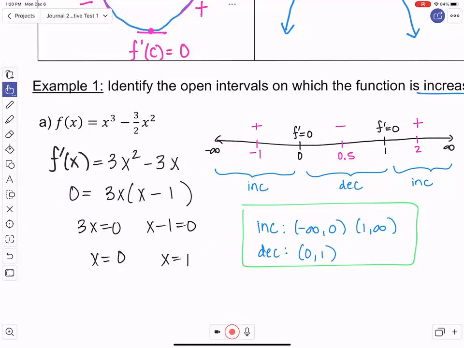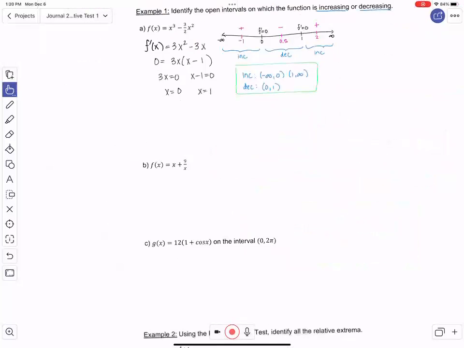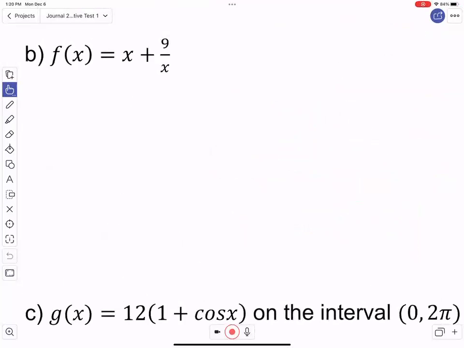Okay, so part B. Any questions about part A before I move down? I think that's everyone. Okay, we're gonna move down. So this problem here is kind of tricky with the x being on the bottom, but we've seen this a lot.